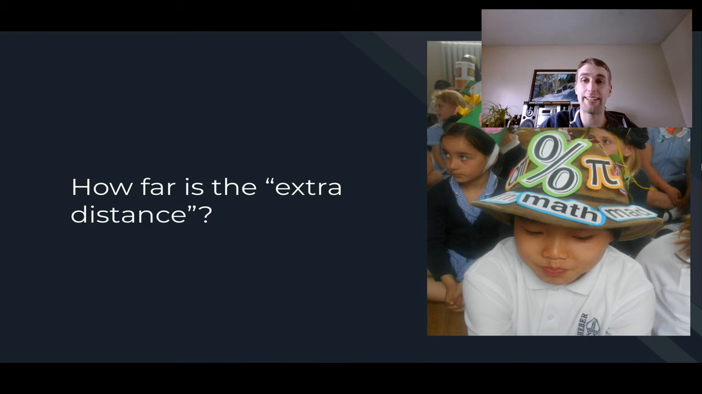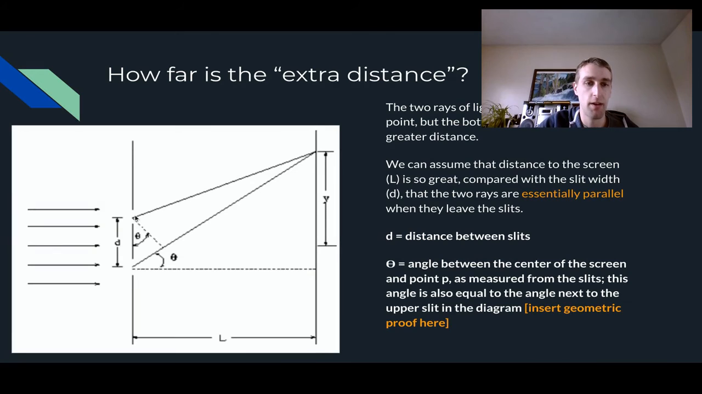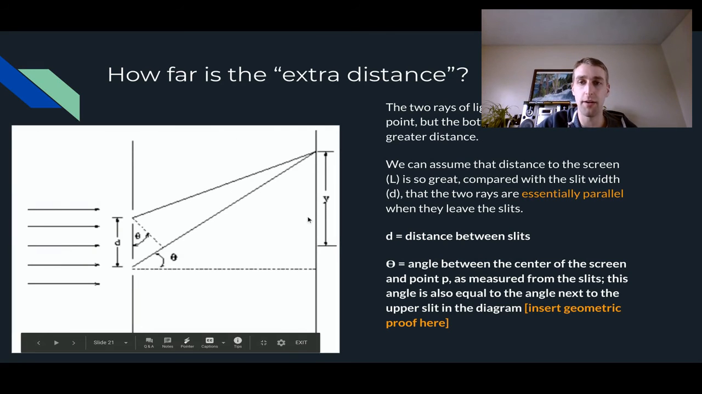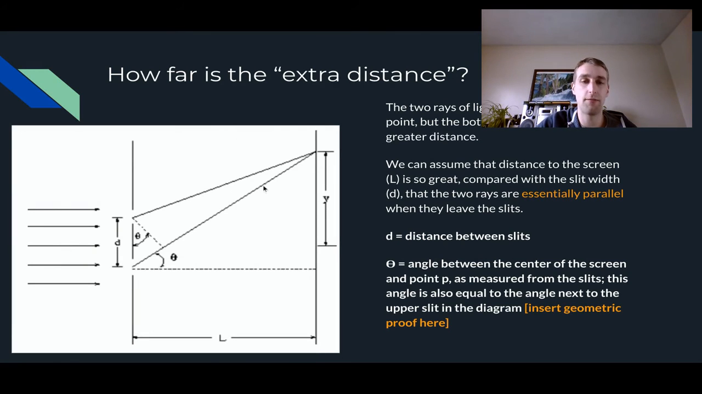Now to tie all that together, we are just going to try to mathematically calculate how far that extra distance is. We can put a number on it based on the slits and based on the screen and all of that good stuff. So back to our general screen diagram here. The two rays of light converge at the same point, but the bottom ray here has to travel an extra distance. Because the screen is so far away compared to the spacing of the slits, which are usually going to be millimeters apart or less.